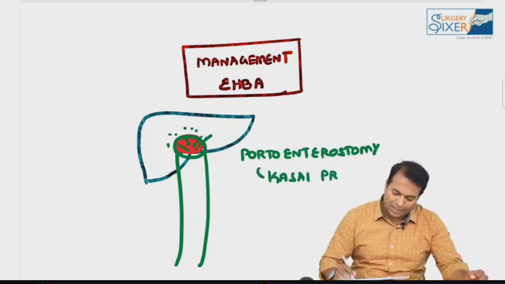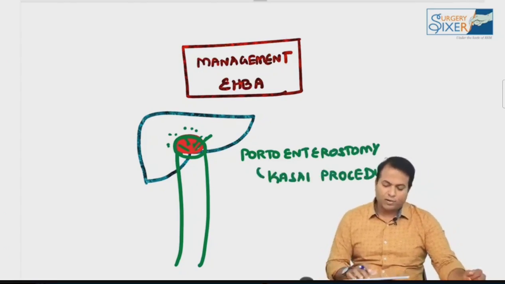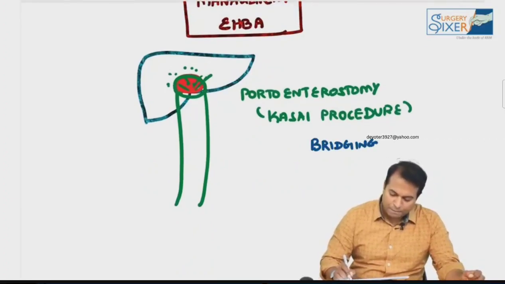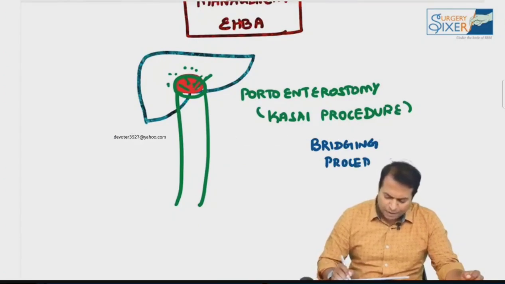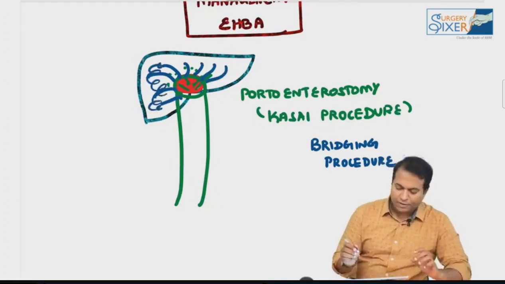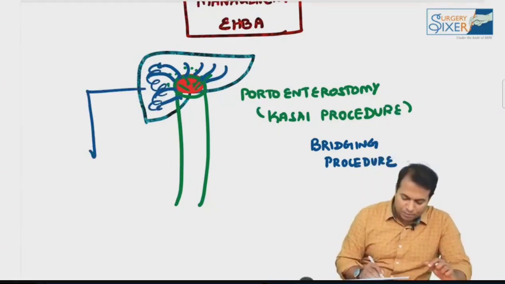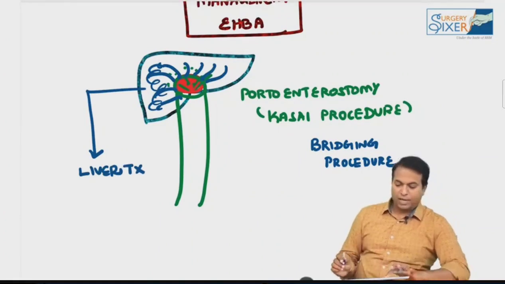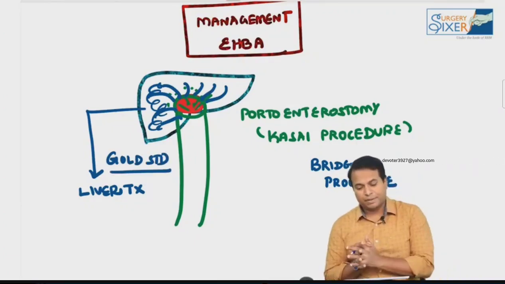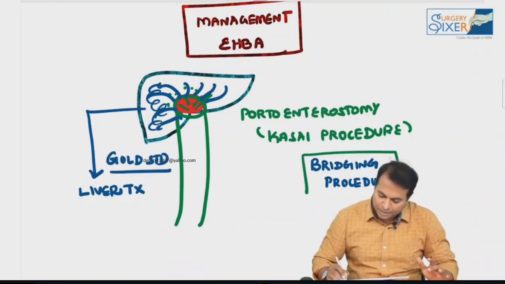Repeat, MCQ asked 100 times: Kasai procedure is a procedure done for EHBA. This is a time buying procedure. Please remember, this is only a bridging procedure, because it will only temporarily help the patient. In gradual time, all the intrahepatic ducts also will get atresia and the patient will go for cirrhosis. Therefore, within a period of time, we should arrange liver transplantation. So the gold standard treatment for EHBA is liver transplantation. Please remember, the gold standard treatment is liver transplantation. So the initial time buying, bridging procedure is the Kasai procedure.